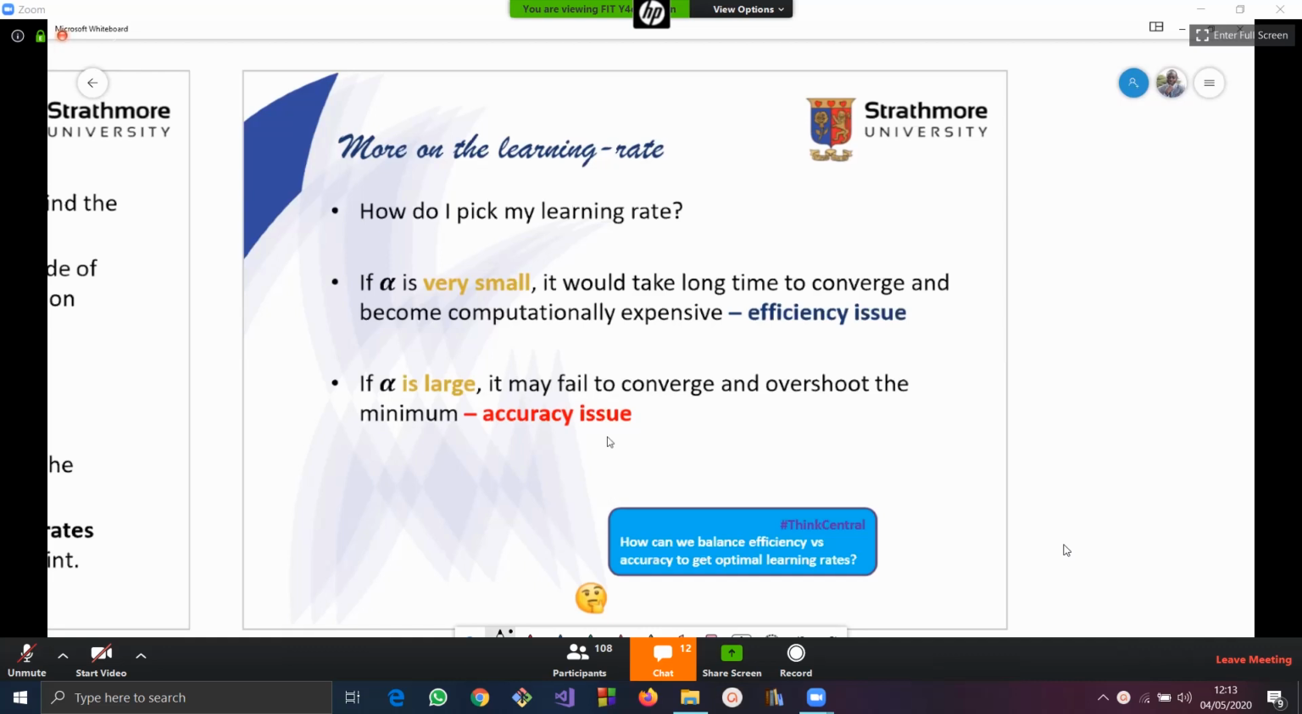In machine learning and AI, you'll always be battling these two guys, efficiency and accuracy. And you must always strike a balance. No one has the best answer. So how can we balance these two things?